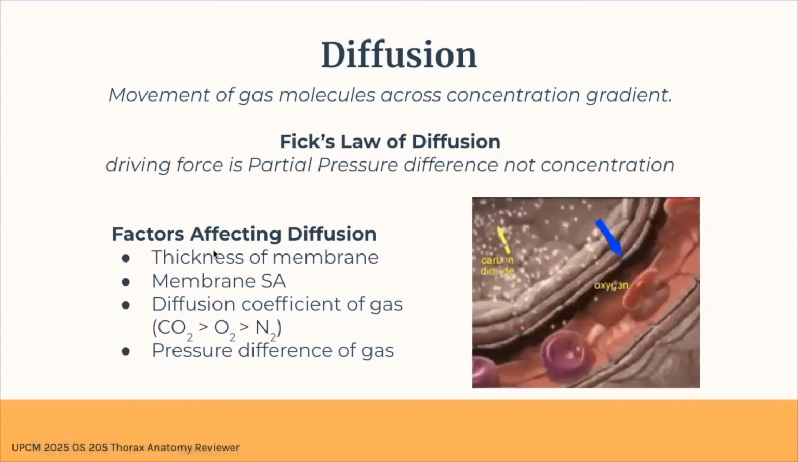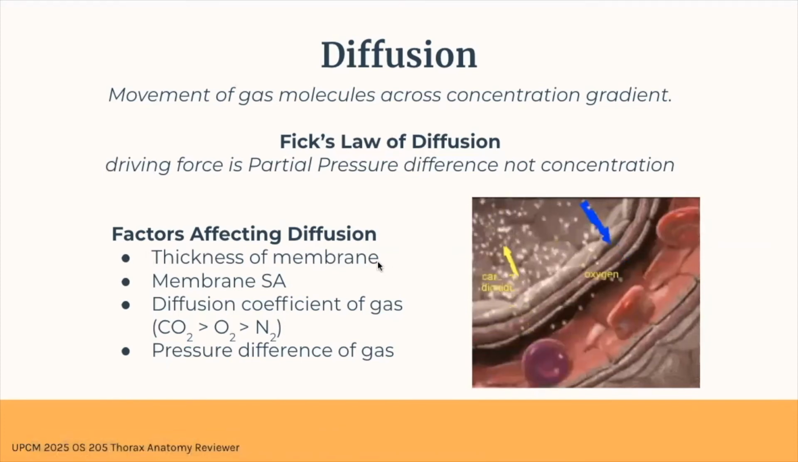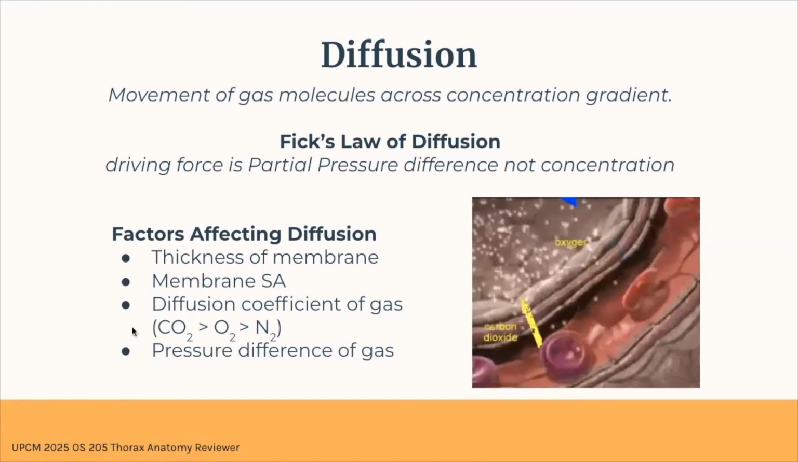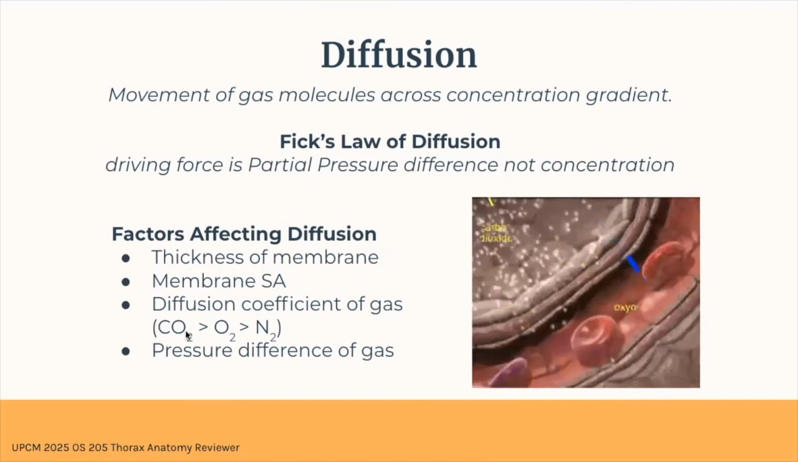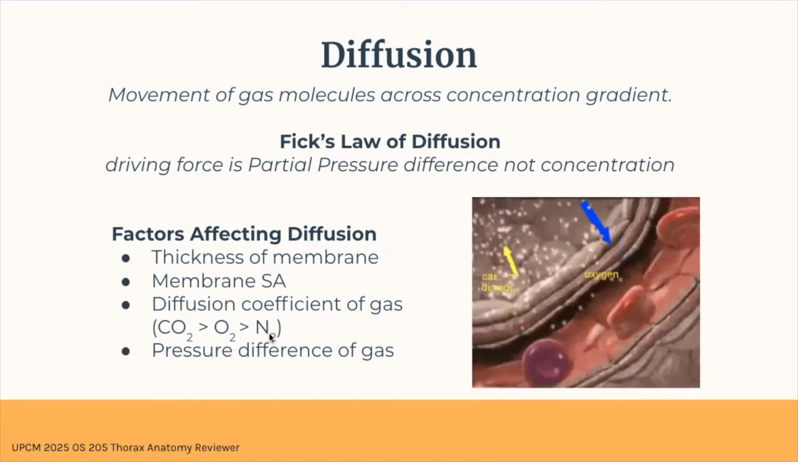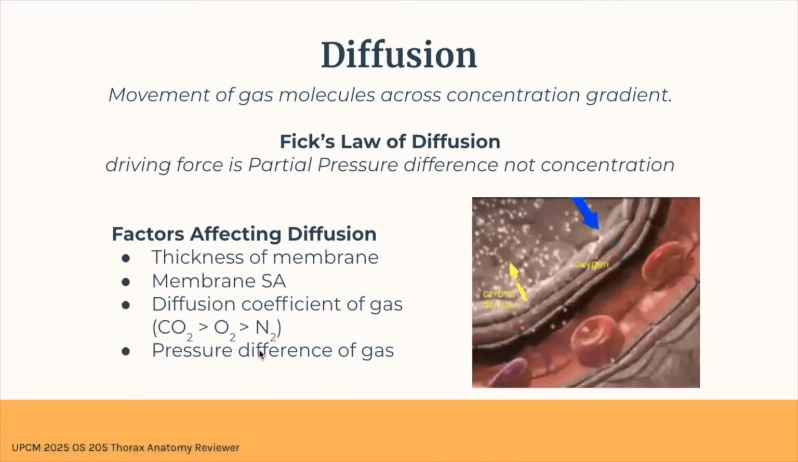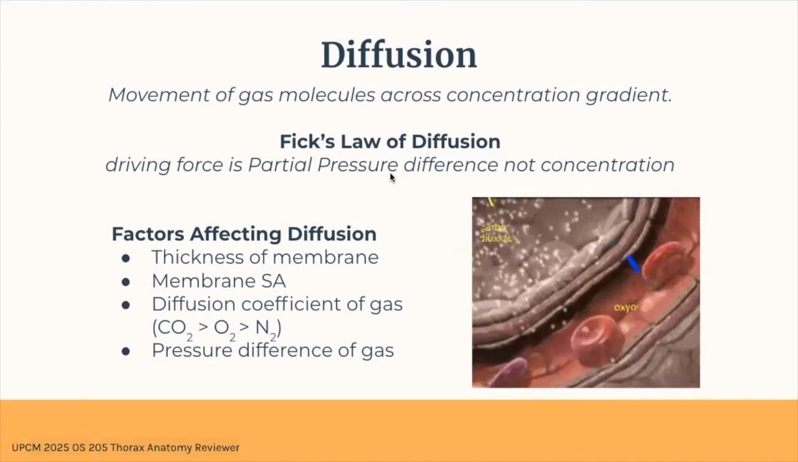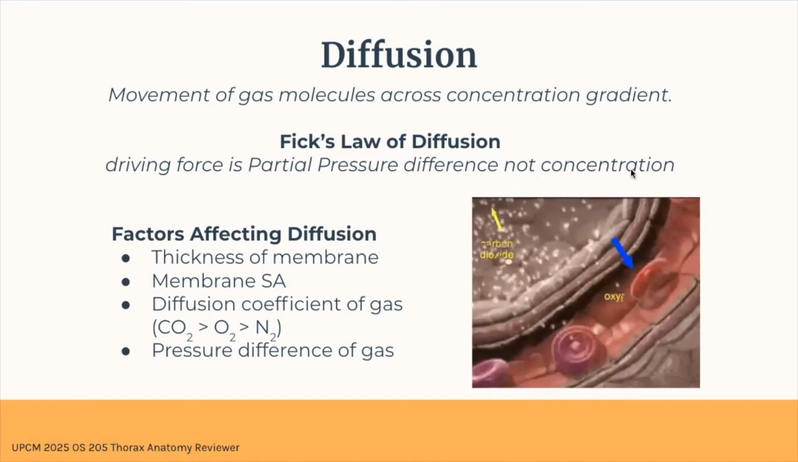Factors affecting your diffusion are the thickness of your membrane, surface area, and the diffusion coefficient of your gas. Ang pinakamabilis actually to diffuse across barriers is your carbon dioxide. Next your oxygen, next your nitrogen. And lastly is the pressure difference of your gas. Hence, the meaning of your Fick's law. Again, your Fick's law states that the driving force is actually the partial pressure difference, not the concentration. Okay?